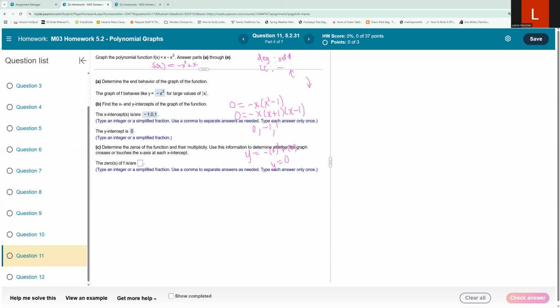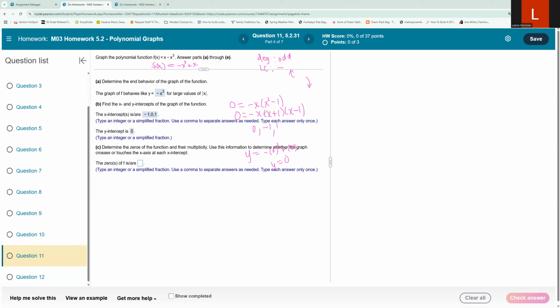If you have an even degree, say the fourth power, you would have both of them either up or both of them down. If the leading coefficient is positive, they'd both be up on the ends. If the leading coefficient is negative, they'd both be down. So we're dealing with this case, odd and negative, okay? That's going to help us with our graphing in a minute.